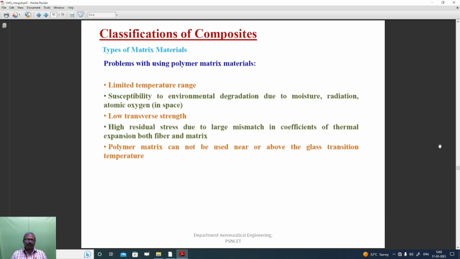Problems with using polymer matrix materials are the limited temperature range. They have only a limited temperature range. The susceptibility to environmental degradation due to moisture, radiation, atomic oxygen in space. Low transverse strength. They have high residual stress due to large mismatch in coefficient of thermal expansion of both fiber and matrix. Polymer matrix cannot be used near or above the glass transition temperature.